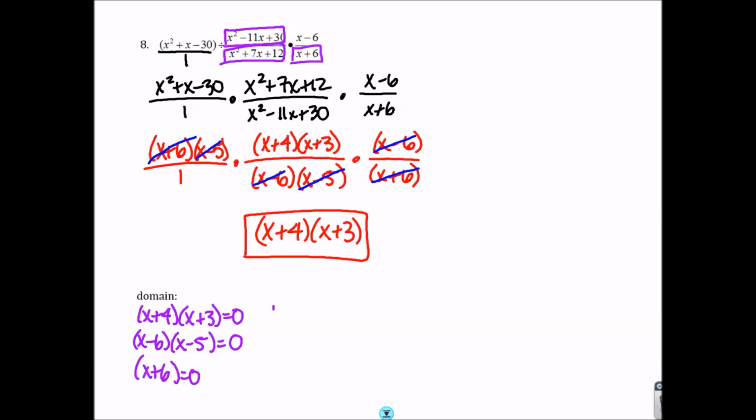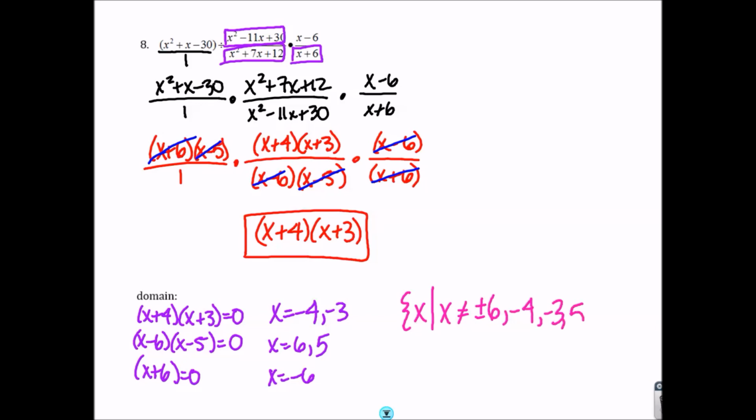Our domain restrictions will be -4, -3, 6, 5, and -6. So when we write out our domain, we have x such that x does not equal positive or -6, -4, -3, or 5.